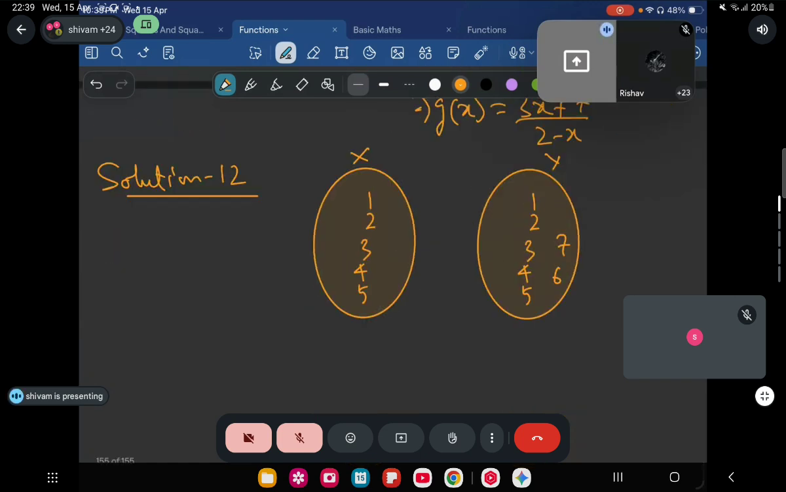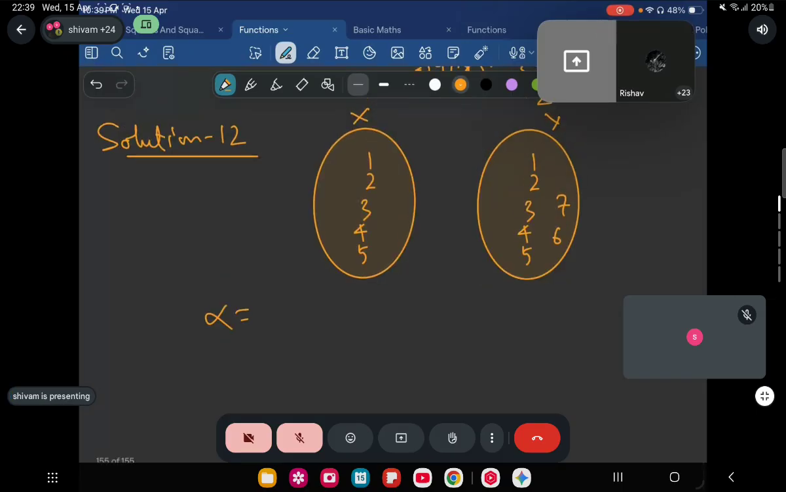So Rishabh, can you tell me what is the total number of one-one functions that you can define from X to Y? That is alpha. Alpha is very easy. First of all, you will select any 5 elements from Y, right side. That is 7C5, into 5 factorial. Yes.